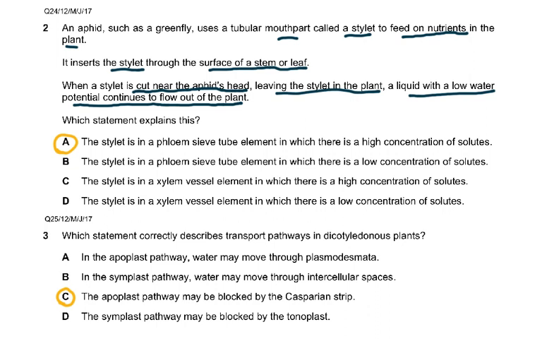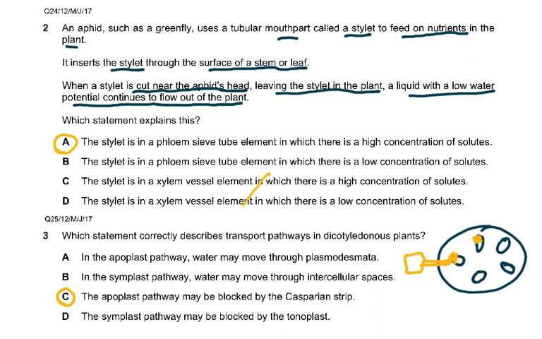Now, there's a lot of clues which you're getting in the question. It says inserts the stylet through the surface of a stem. Now let's look at a stem. Stem's got the xylem and the phloem on the periphery, on the outside. And the first thing is that the phloem is on the outside. So when the aphid puts its stylet in, it's going to go in here. Stylet is a tiny tube, and this is the aphid. So it's going to go into the phloem.